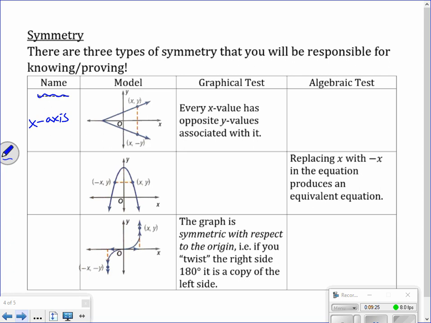All right, so you can see here that when you look above and below the x-axis, you get basically a mirror image of itself. So if you took your paper and folded it over the x-axis, your graph would be the same on either side. Okay, so the test here is that every x value has opposite y values associated with it.